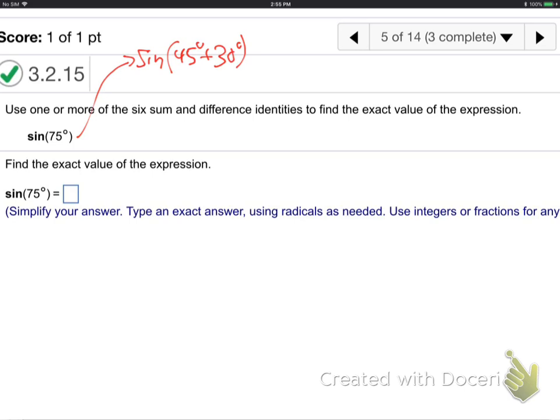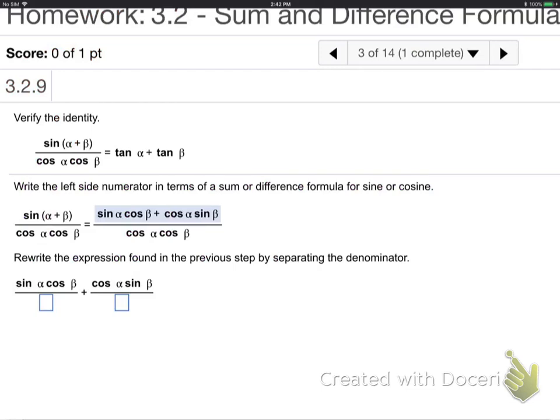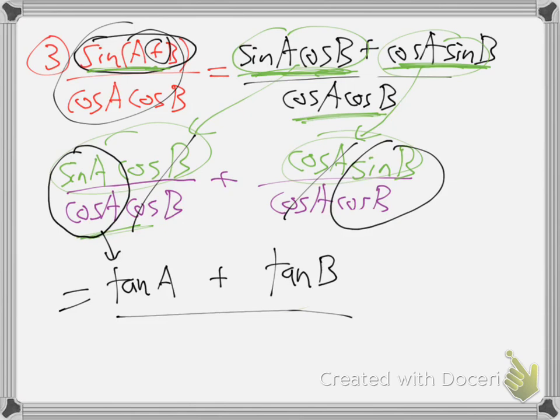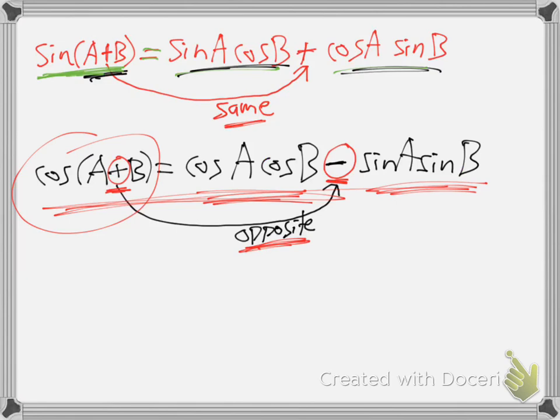Does it matter what number we put first? No, good question, Manveer. Either way, 30, 45 or 45, 30, the order doesn't matter at all. So now I'm going to follow the pattern that we learned, and this section is all about using this formula, which is right there. The sine of two angles added is sine, cosine, cosine, sine.